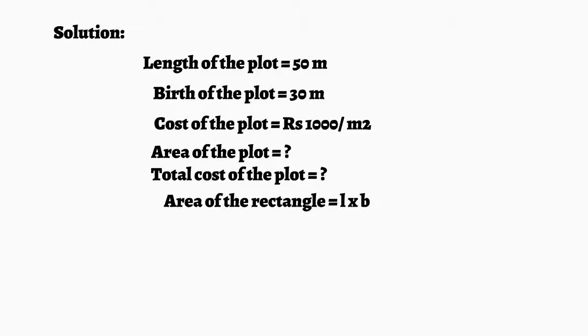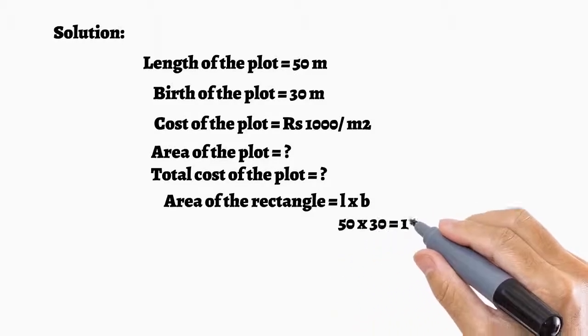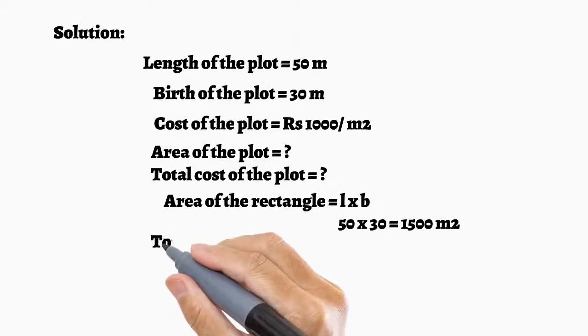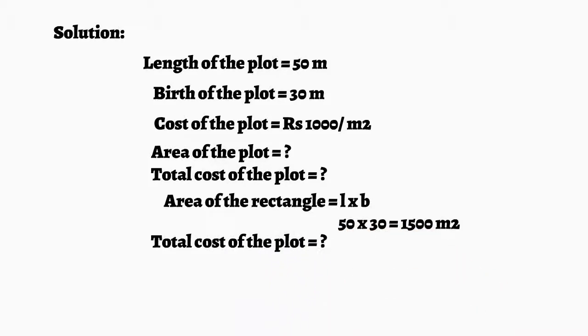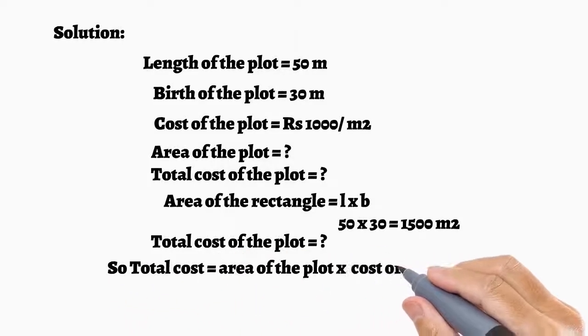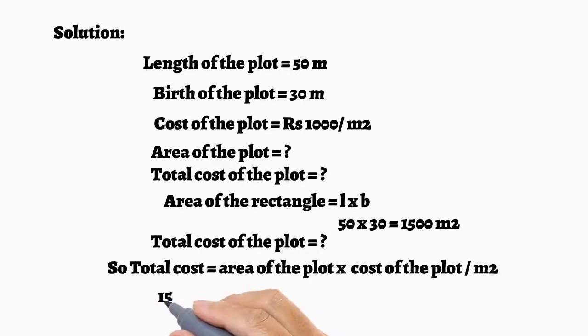See here what the equation is saying: the area of the rectangle is equal to the length of the rectangle multiplied by the breadth of the rectangle. So length 50 into breadth 30 equals 1500 meters square. Now we have the area of the plot. Next, how can we find the total cost of the plot? We know the cost per meter square: 1 meter square is equal to 1000 rupees. The total area of the plot is 1500, so total cost equals area of the plot into cost per meter square. 1500 into 1000 equals 15 lakh.